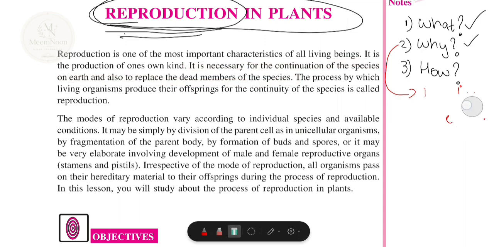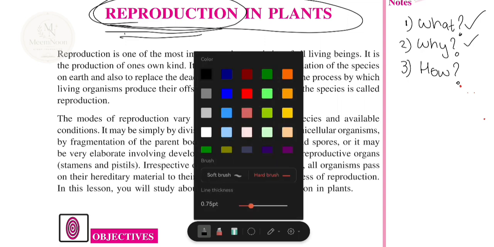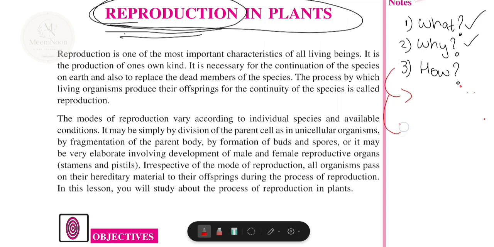Now we need to understand how reproduction varies. Reproduction varies in two different ways. The first way is according to the individual species. What does individual species mean? Different types of species, meaning different types of organisms, reproduce in a different way.